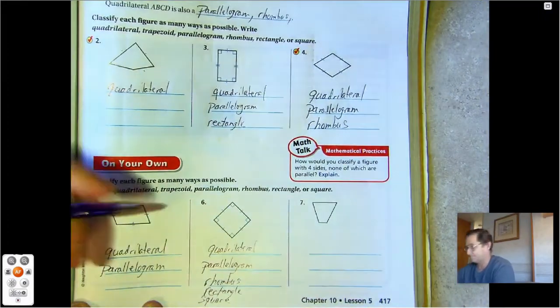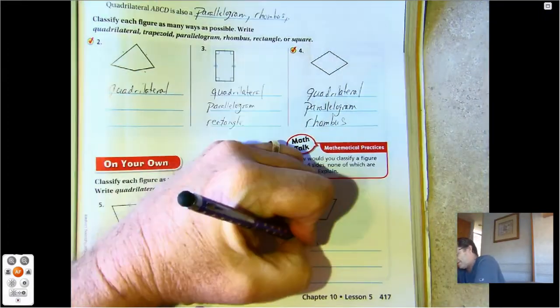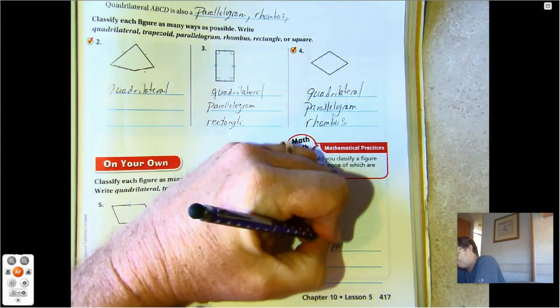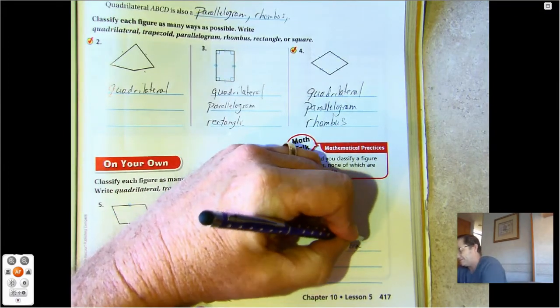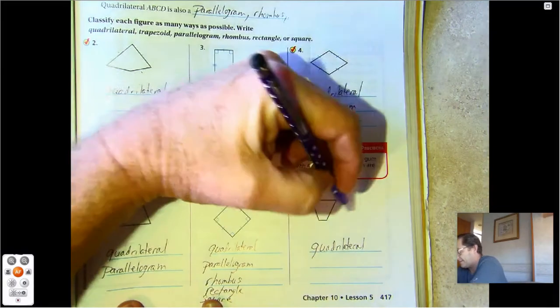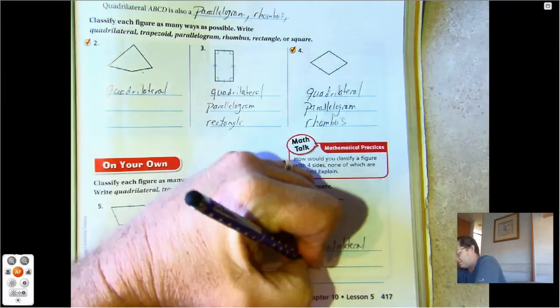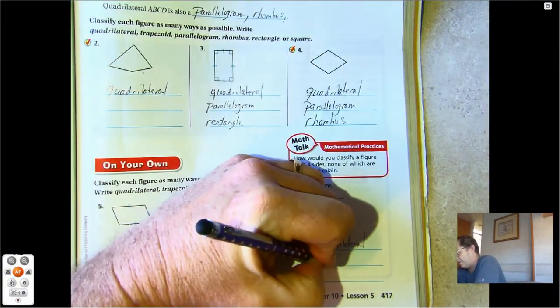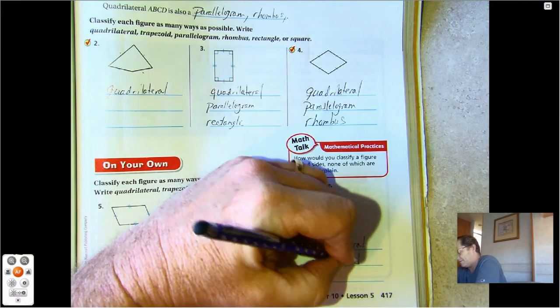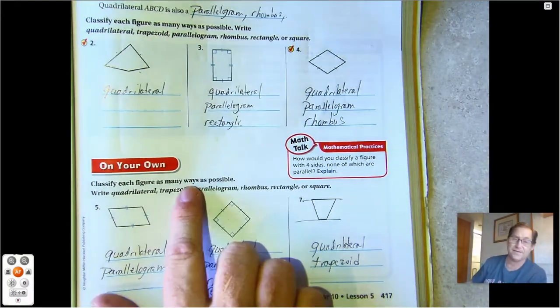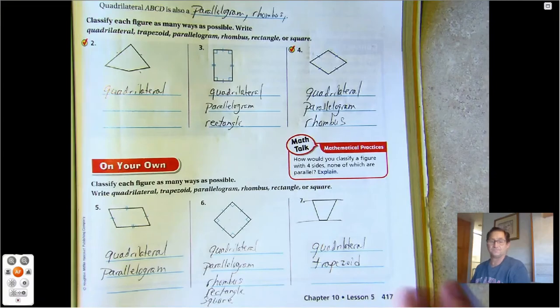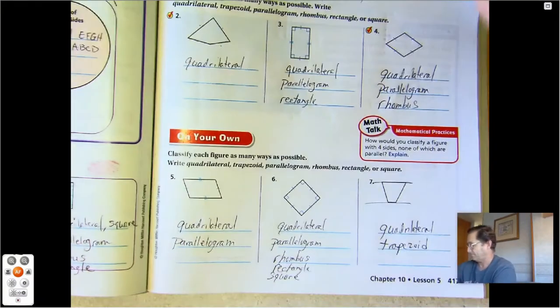Number 7. 1, 2, 3, 4 sides. Does it have one pair of parallel sides? Yes. So it is a trapezoid. Okay, if it's a trapezoid, it can't be any of the others.